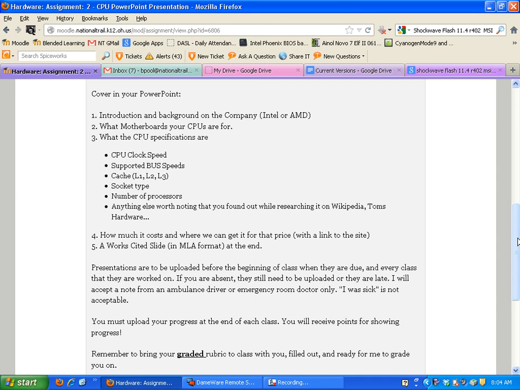And then the next slide will be, I'm bringing you today the Intel, whatever, CPU. When you go over the CPU, you need to make sure you talk about the CPU clock speed, what bus speeds it supports, what kind of cache it has, obviously the socket type, how many processors it has, and anything else worth noting about your processor that makes it better.